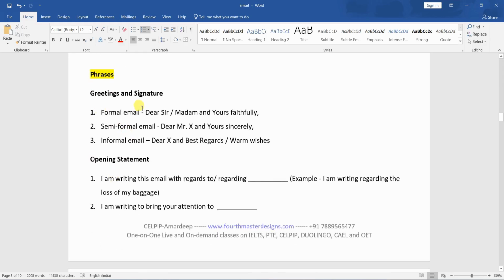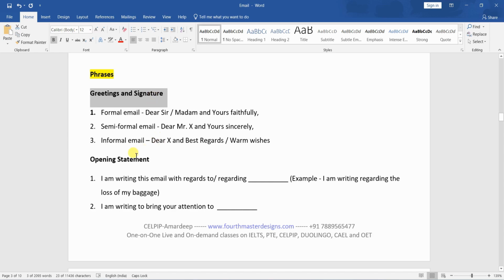When it is your formal email, it is dear sir or madam, and the signature will be yours faithfully. Semi-formal email, dear Mr. Ram, Mr. Sham, or it can be your surname also, and yours sincerely, then a comma, and after that it should be your name. I am not writing the name here, but you have to write your name also, with a comma after it. Informal: dear Ram, dear Sham, best regards, warm wishes, see you soon. So that's all, greetings and signature.